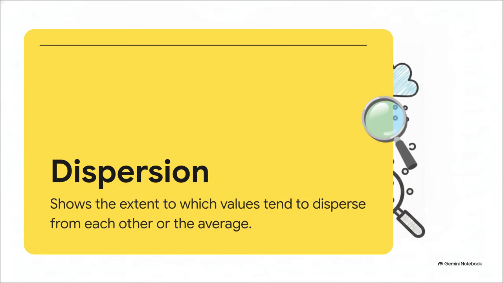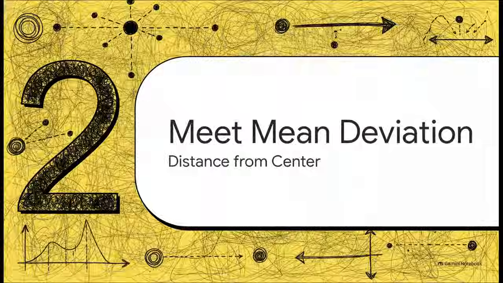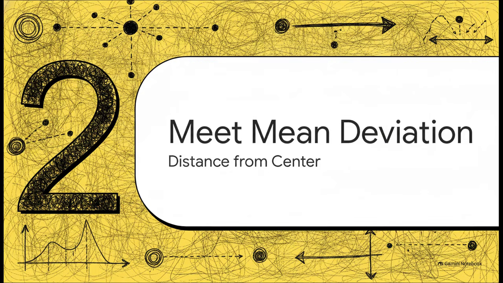Just imagine two groups of students who both average 75% on a test. In Group A, literally everyone scored exactly 75. But in Group B, half the class scored a 50 and the other half scored a perfect 100. The averages are completely identical, right? But the reality of those two classrooms is completely different. Dispersion is just the mathematical way we measure that exact difference, how much those numbers disperse from each other or from that central average. Moving on to Section 2, Mean Deviation, Distance from the Center.